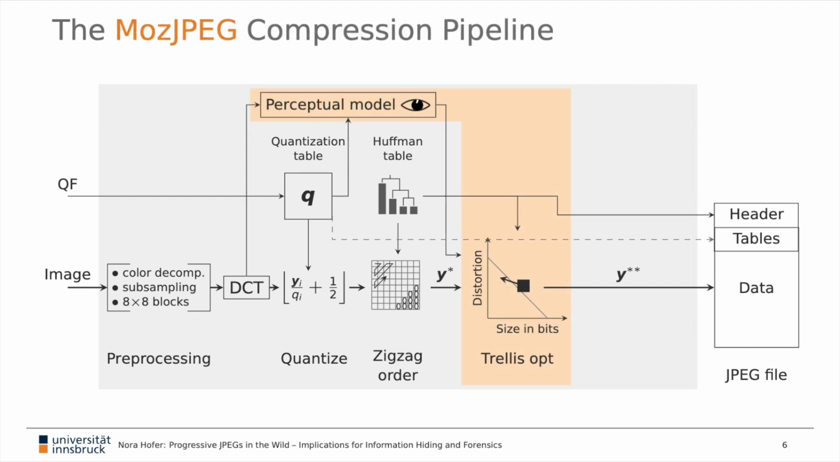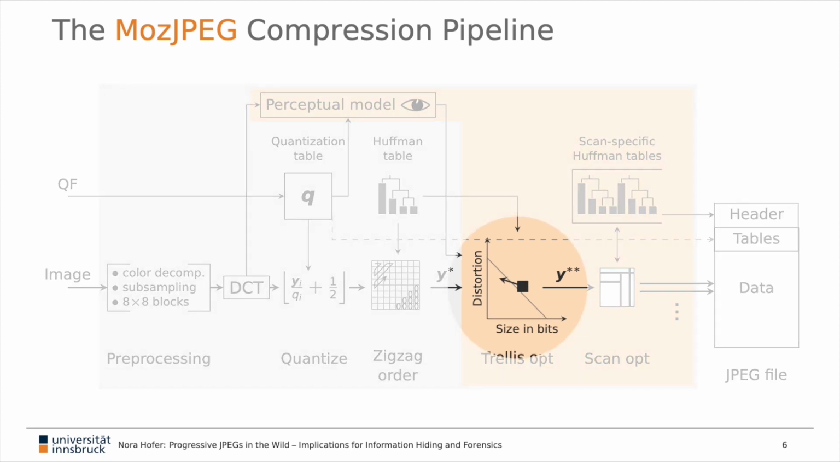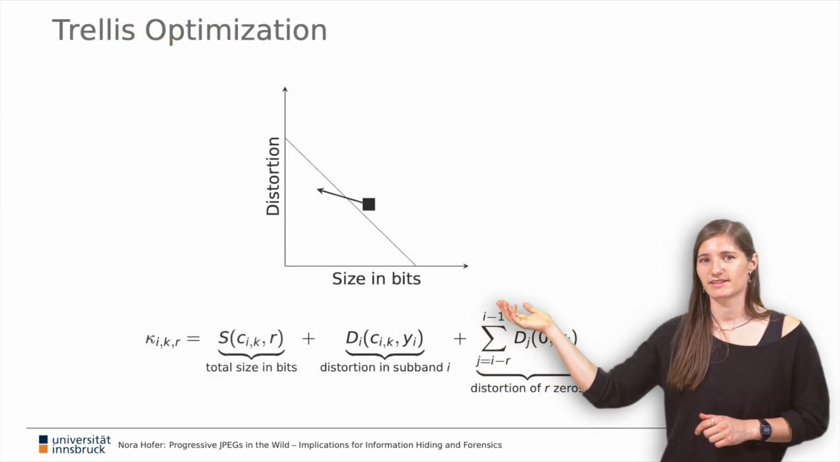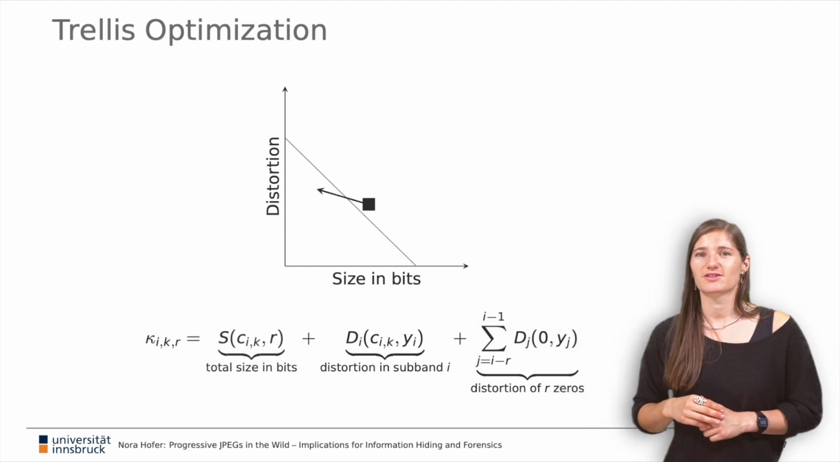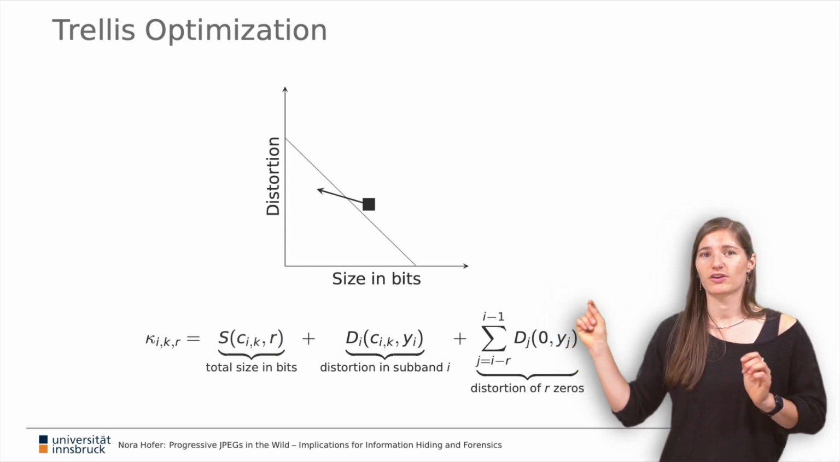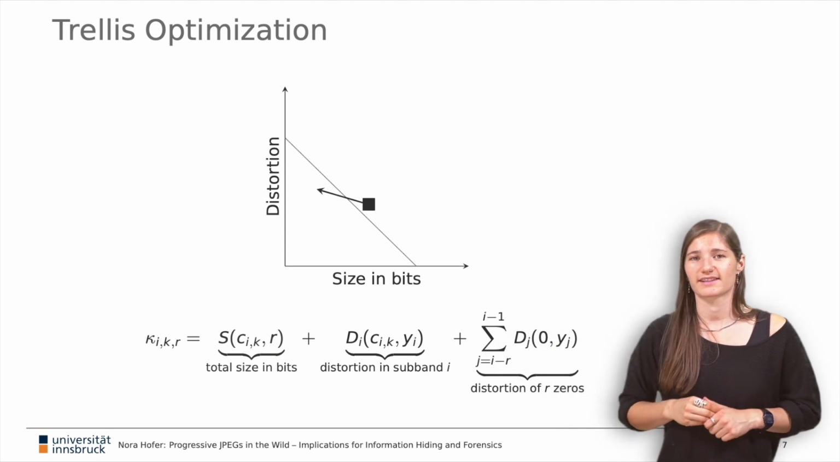Now we add MozJPEG's modification to the diagram. Here is the novel rate distortion optimization, which is inspired by trellis quantization. Moreover, as MozJPEG uses progressive by default, it selects scan scripts based on the image content. Let's look into trellis quantization. Assume we have this size distortion space. MozJPEG tries to change the quantized DCT coefficients in a way to move each block to the left on the size axis while staying as low as possible on the distortion axis.